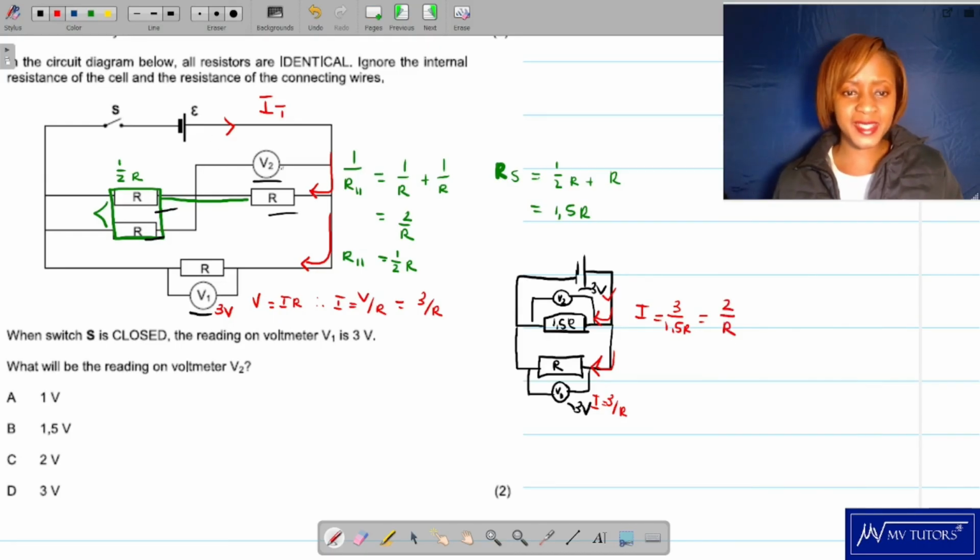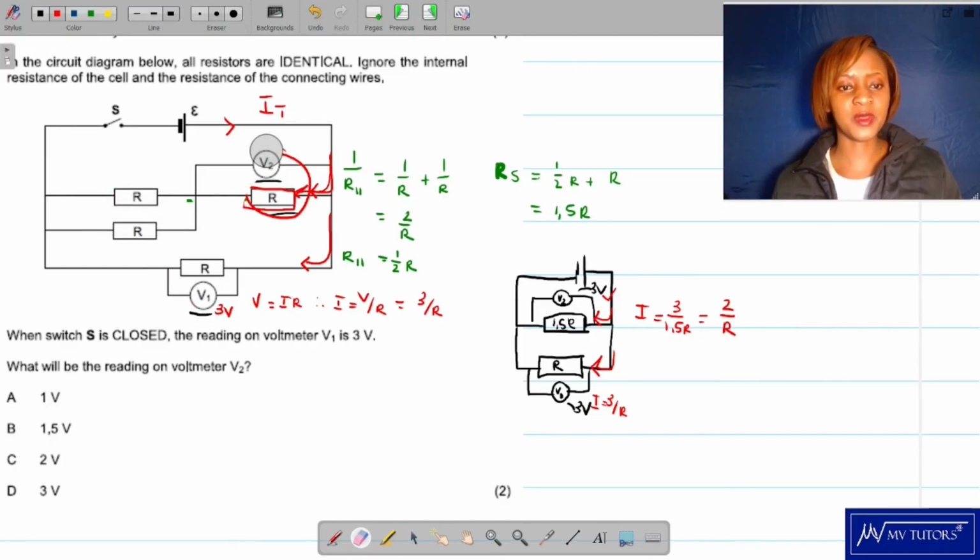And this current, guys, so we have these 2 resistors in parallel, the half R and the full R. Sorry, they are in series, they're not in parallel. Both of them are in series. The same current will move through here as well as there. So this 2 over R current moves through this, and it also moves through those resistors there. Let me just erase. It's a mess. But yes, we found the current actually going through there.